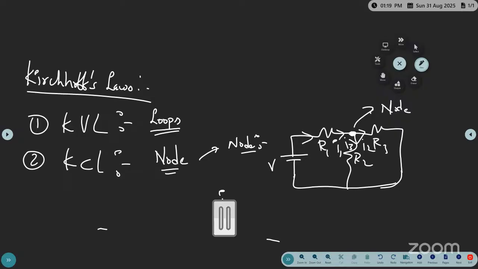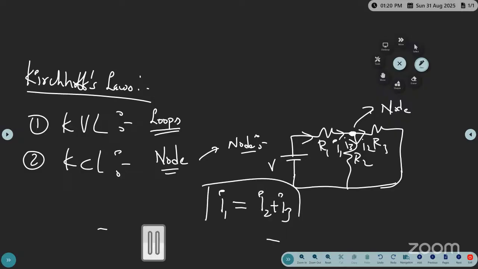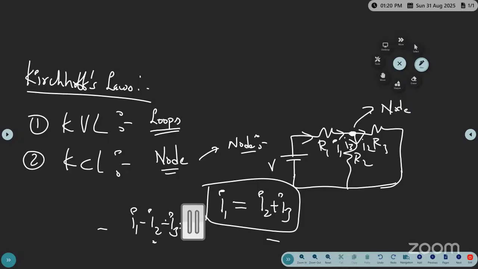So the algebraic summation of currents entering towards the node is equal to the algebraic summation of the currents leaving from the node. Here entering is I1, leaving is I2 plus I3. So I1 is equal to I2 plus I3. By applying mathematics, it will become I1 minus I2 minus I3 is equal to 0.